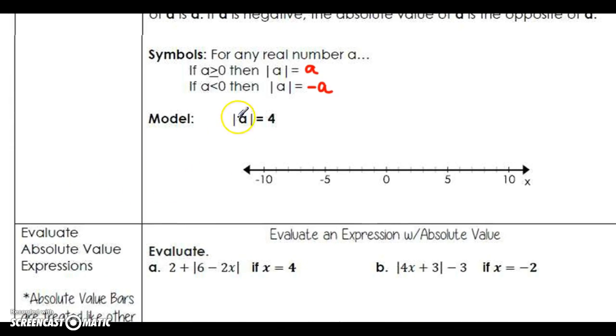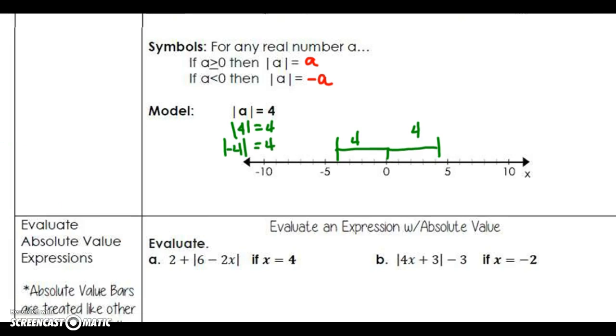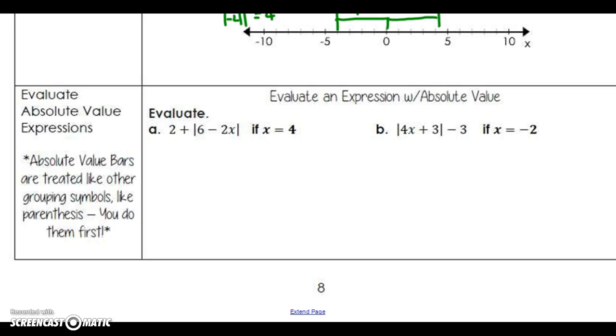So let's go ahead and model this one. We have a distance of 4 away from 0. So we could be at positive 4. Or going this direction, here is a distance of 4. So we could have the absolute value of negative 4. That is also equal to 4. So thinking of it as we have both positive and negative.